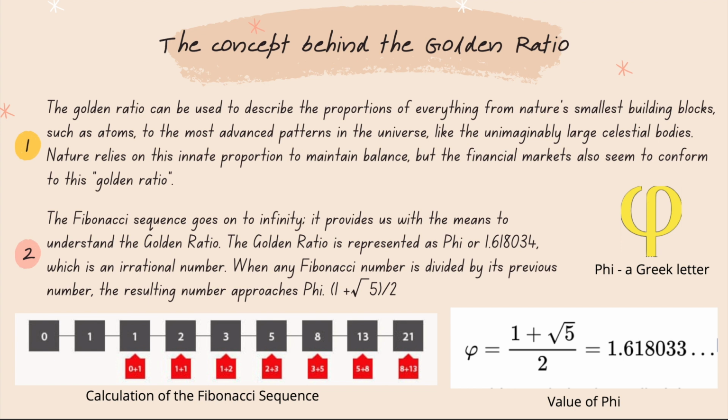The Fibonacci sequence goes on to infinity, and it provides us with the means to understand the golden ratio, which is represented as phi, a Greek letter, or 1.618034, that is an irrational number. When any Fibonacci number is divided by its previous number, the resulting number is approximately equal to phi. And the further we go in the series, the closer the values get. Phi is calculated using 1 plus root of 5 divided by 2. As we can see, the rule continues up to infinity with 0 plus 1, which is equal to 1, 1 plus 1, 2, 1 plus 2, 3, and so on.